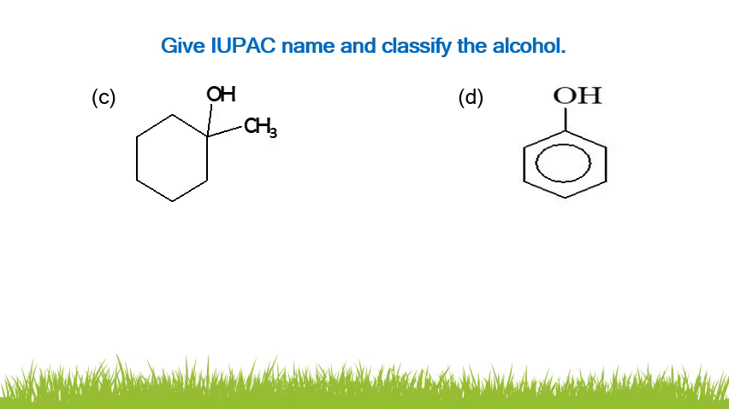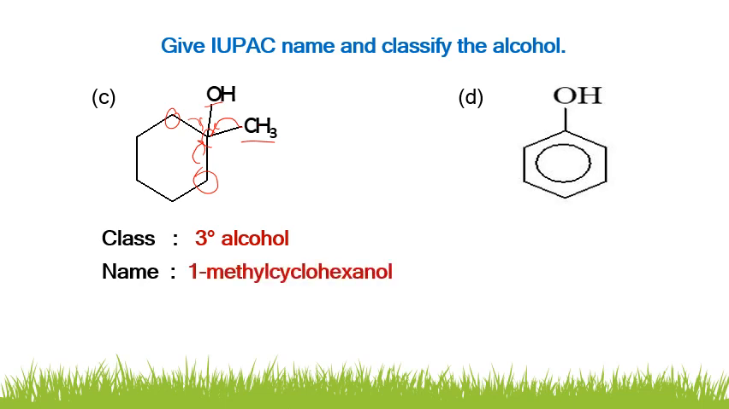Compound C. The class is tertiary alcohol. Why tertiary alcohol? Because the carbon bearing OH has three other carbons attached to it. So this is tertiary alcohol. And the name is 1-methylcyclohexanol.